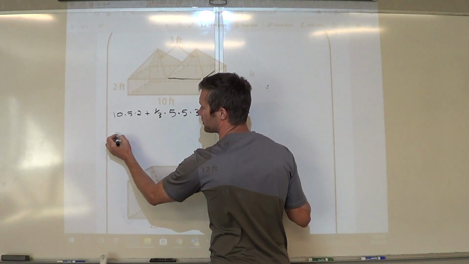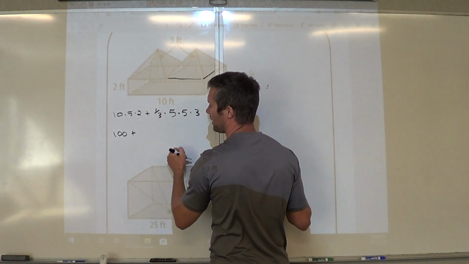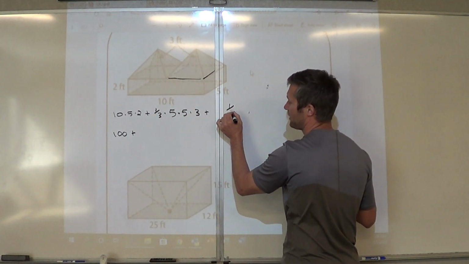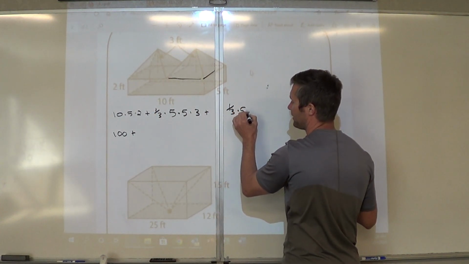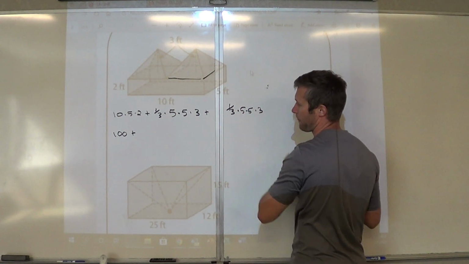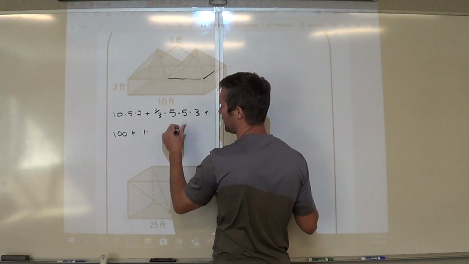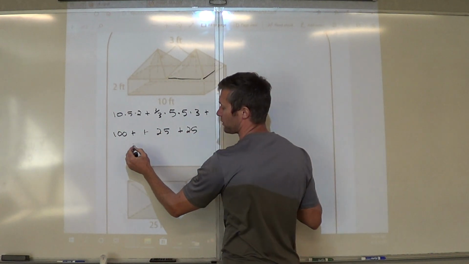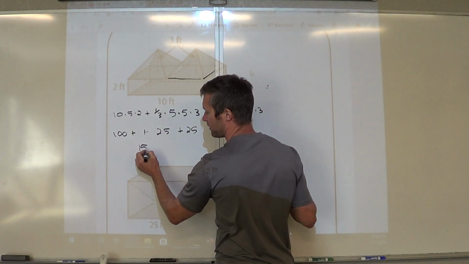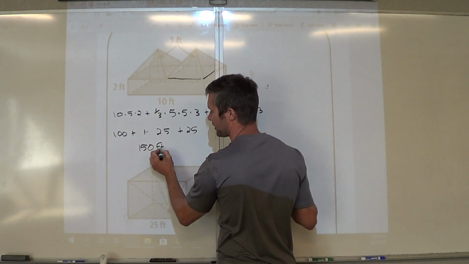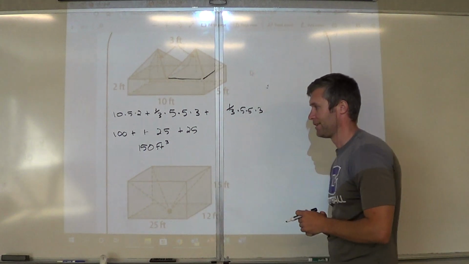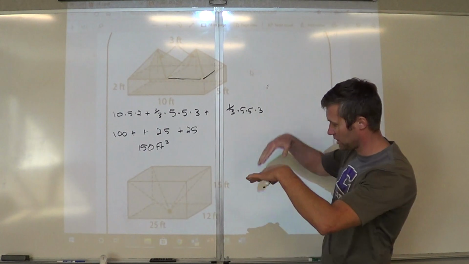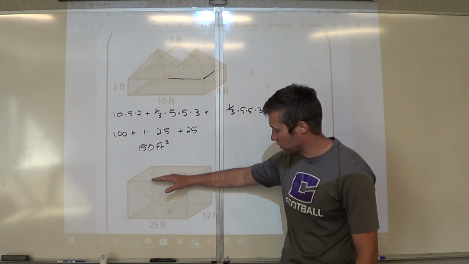So 10 times 5 times 2, that's 100. Plus, now, we also need to do it again with this one here, and it'd be the same as before. 1/3, 5 times 5 times 3. So this would equal 25, plus this one would be 25 as well. So 100 plus 25 plus 25 is 150 feet cubed. So we have ones where we have to add them. And then in this case, we have actually a pyramid which is going down.